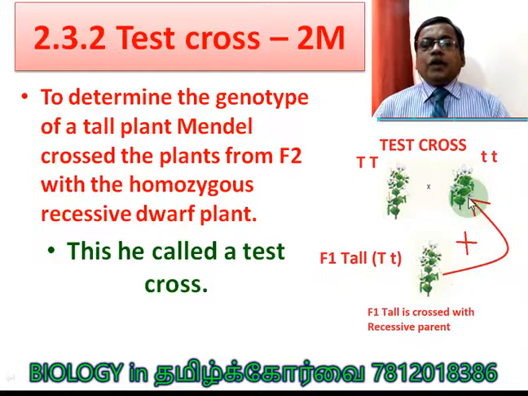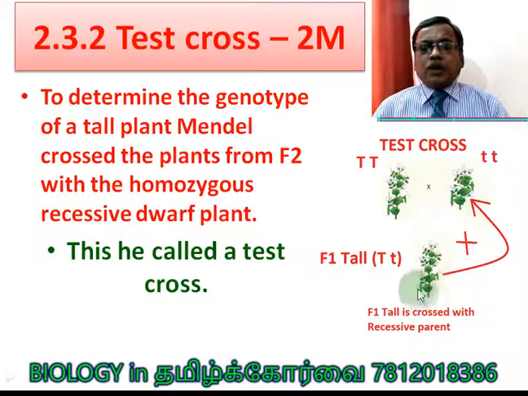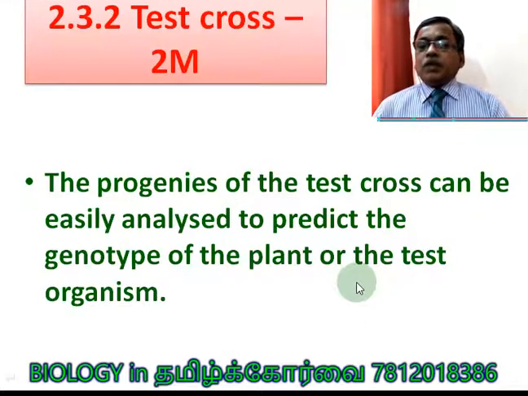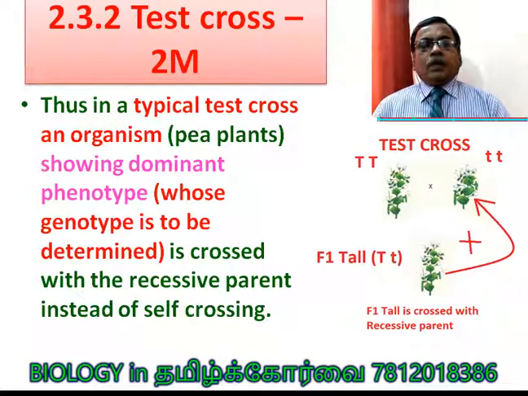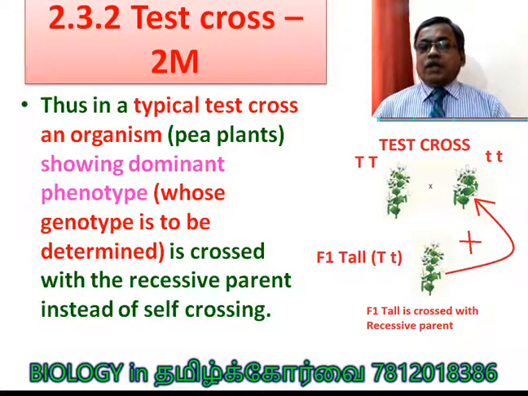He called it a test cross because he wanted to test the genotypic nature of the F1 tall plant. Though it is a tall plant, whether it has the genotype capital T capital T or capital T small t. So that is the reason why it is called a test cross. The progenies of the test cross can be easily analyzed to predict the genotype of the plant or the test organism. It means the progenies of the F1 generation can be understood by this cross.